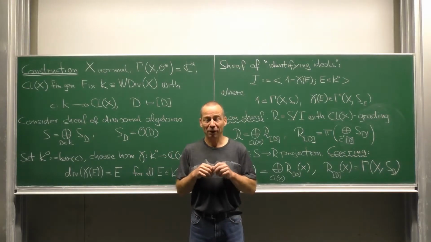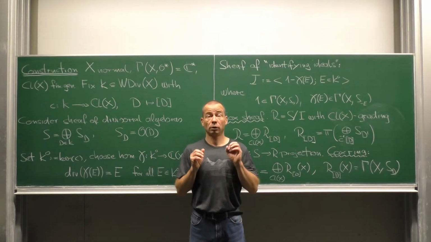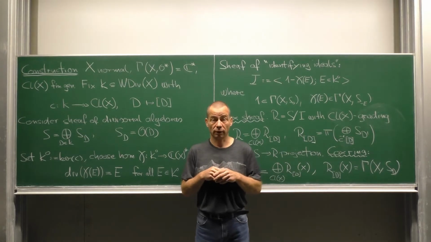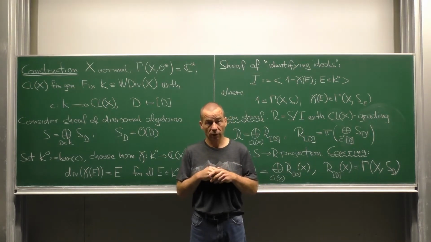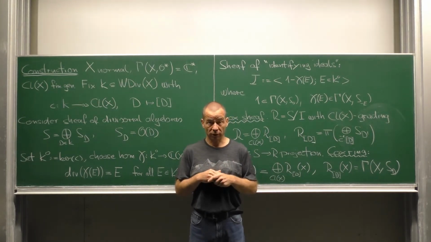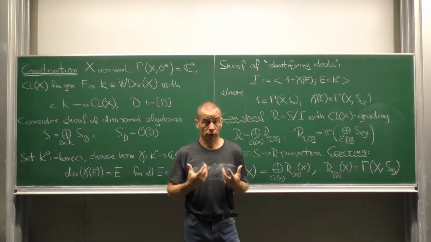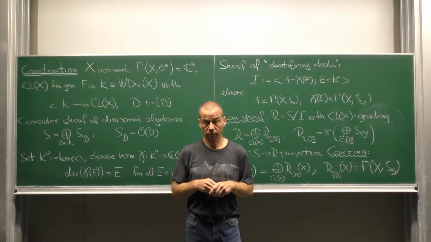Hello everybody! In this clip we introduce the Cox sheaf, the Cox ring. We take a look at the example of a toric variety and we discuss algebraic properties of the Cox ring. Let us enter the construction of the Cox sheaf and the Cox ring.